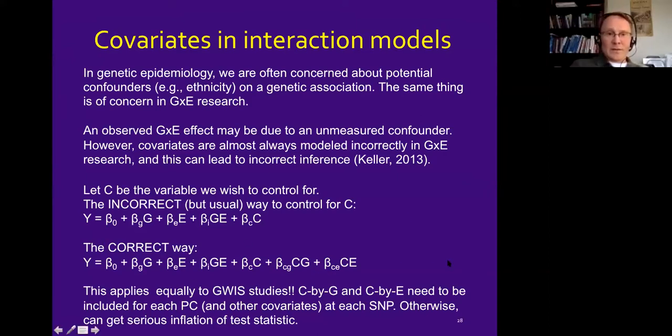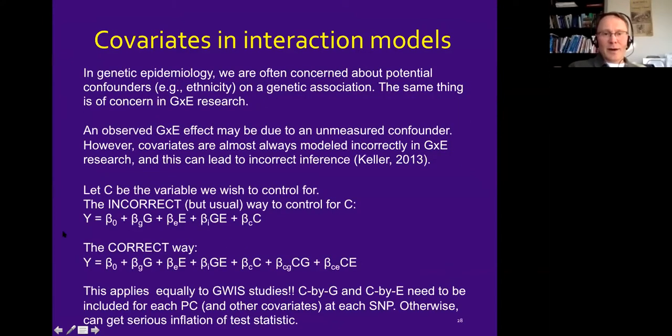Let me just walk through how this works. So if we let C be the variable we want to control for, and here I'm just going to talk about a single covariate, but obviously this generalizes to multiple covariates. So C might be ancestry, the first ancestry PC from a principal component analysis of a GRM. The incorrect but usual way to control for C is just to include the main effect of it in the model. But by doing this, it actually has absolutely no influence on the interaction term, and therefore it doesn't control for the potential of that confounder to influence the interaction term.